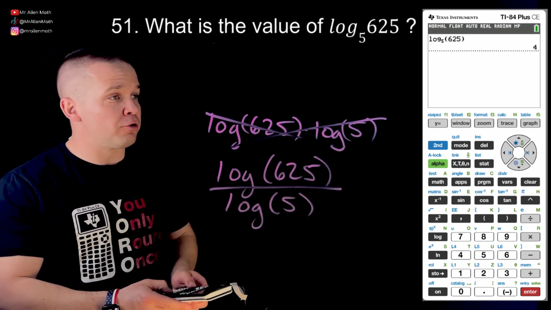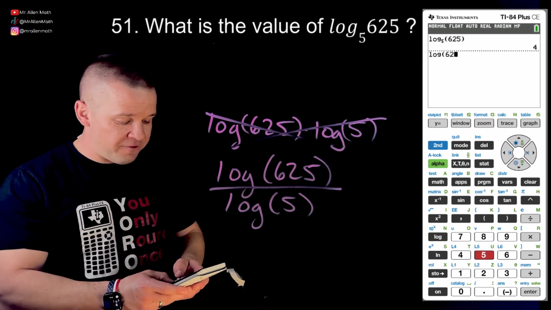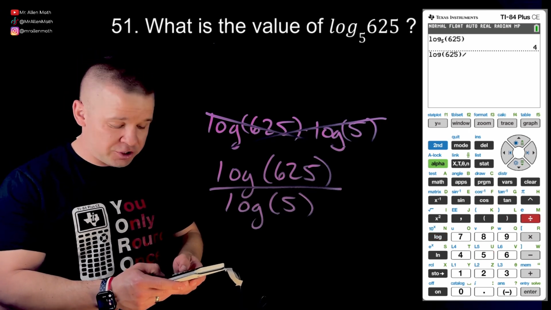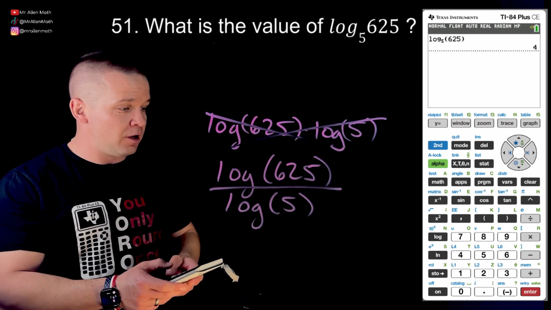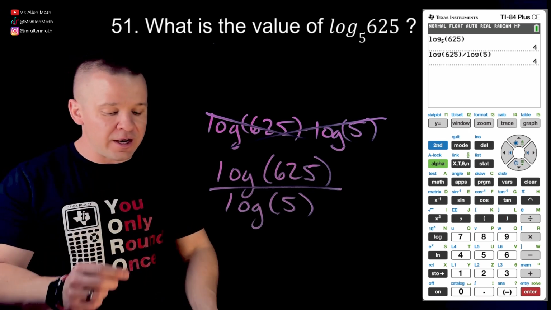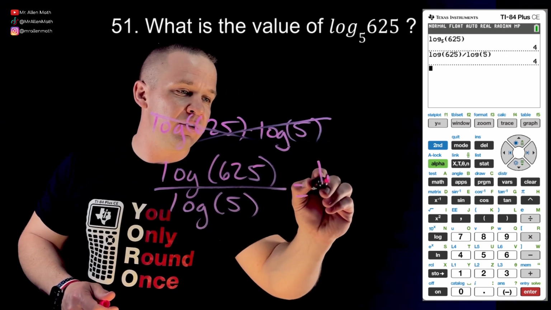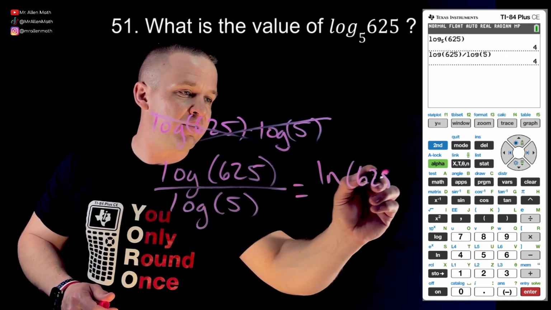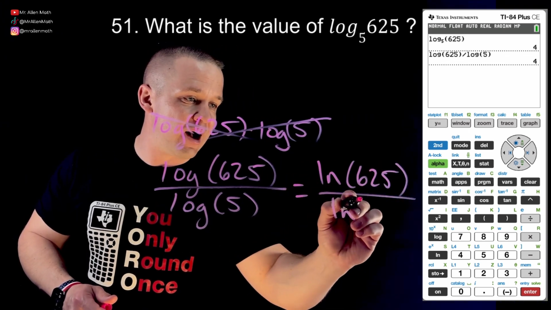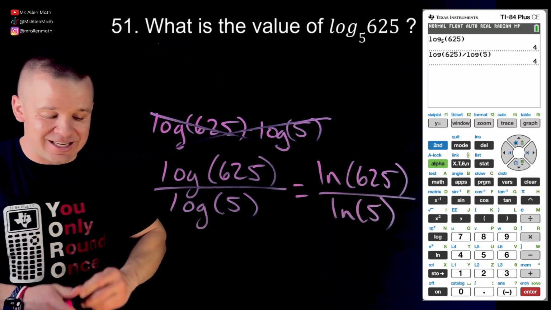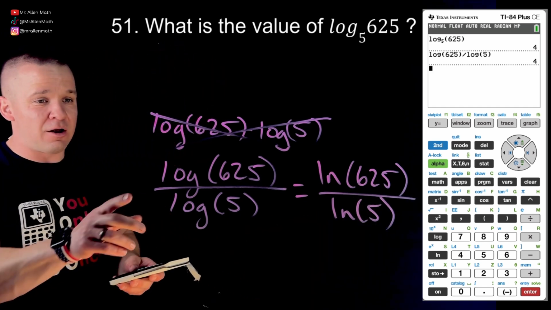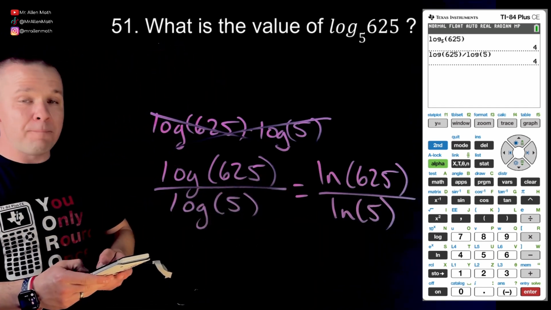And now if I just hit the regular old log button of 625, close my parentheses, do a little division, and I'll hit log of 5, close it, I get the same answer. They could also here, guys, do natural log. So even if they did natural log of 625 and natural log of 5, you would still get the exact same answer here. So be on the lookout for either of these two answers being the equivalent form.